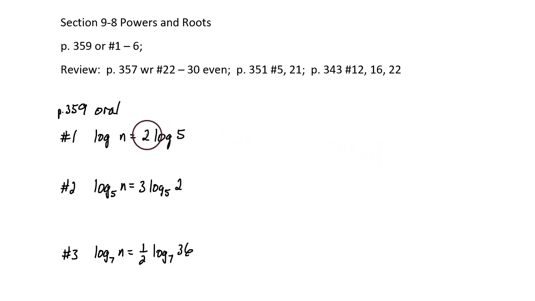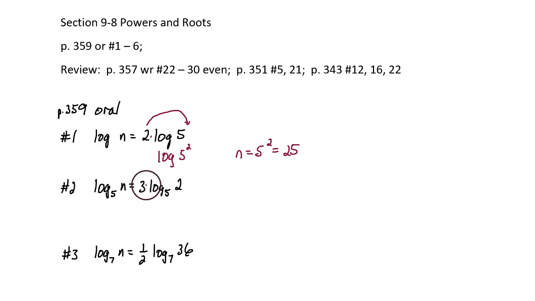When you have a regular number being multiplied in front of a logarithm, that number can be repositioned to become an exponent on the argument of the log. So on the right side of this equation, we can think of it as log of 5 squared. And then if that's equal to log of n, we can see that the n has to equal 5 squared, which is 25. For number 2, we can approach it in the same way.